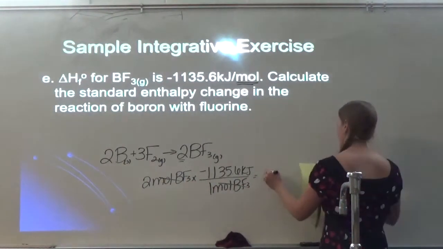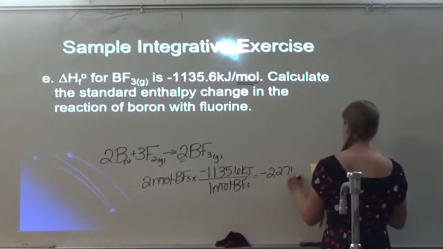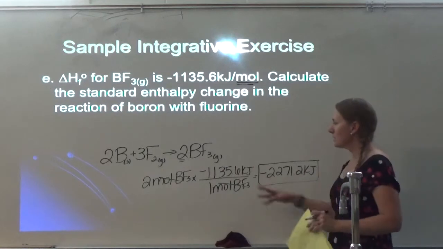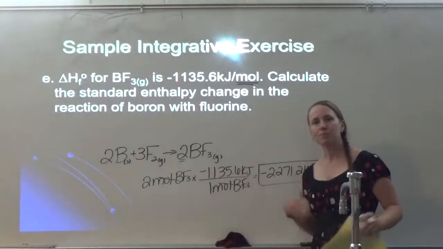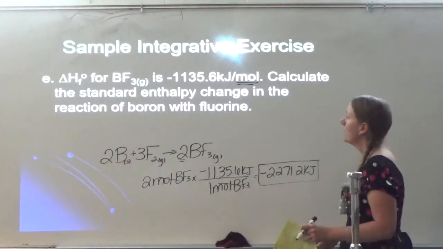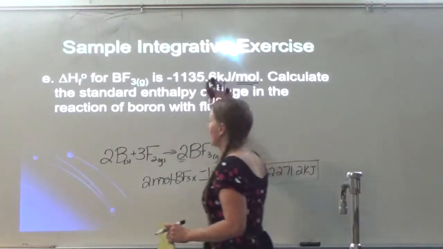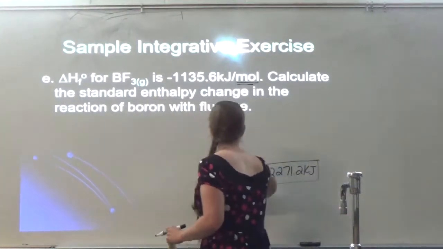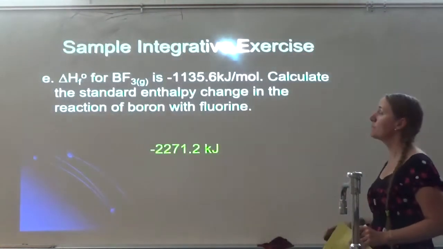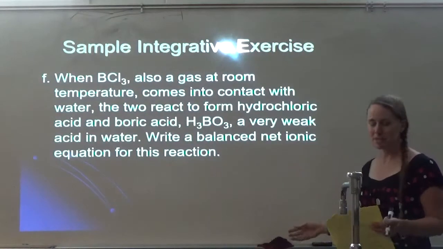And so when I did that, I got negative 2,271.2 kilojoules. So remember how we talked about this is kind of like the mole heat ratio. So it's kind of like stoichiometry and thermochemistry all having a baby together. All right, so let's move on to our last part. So we'll see more of that delta H happening when we get to chapter 5 and thermodynamics together.